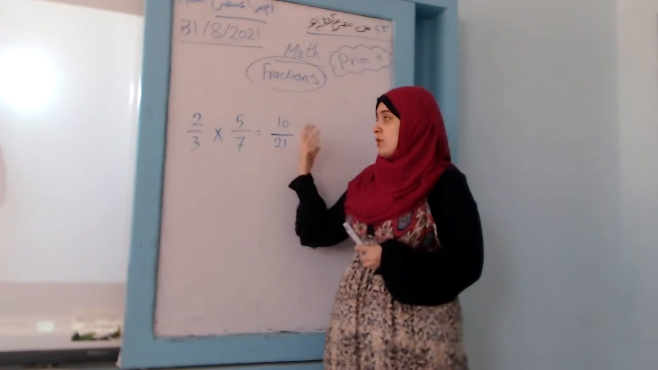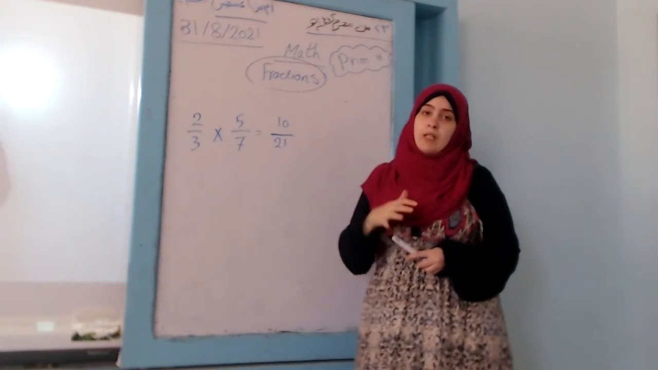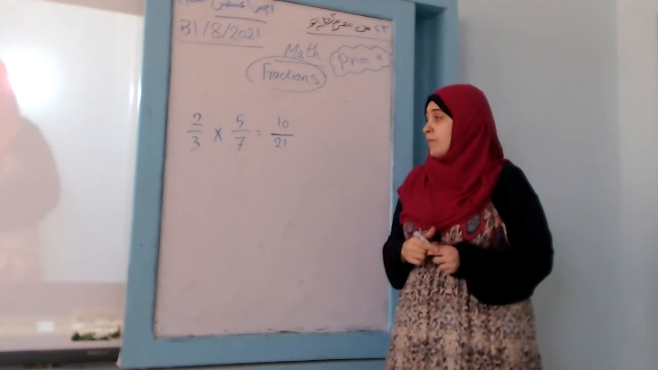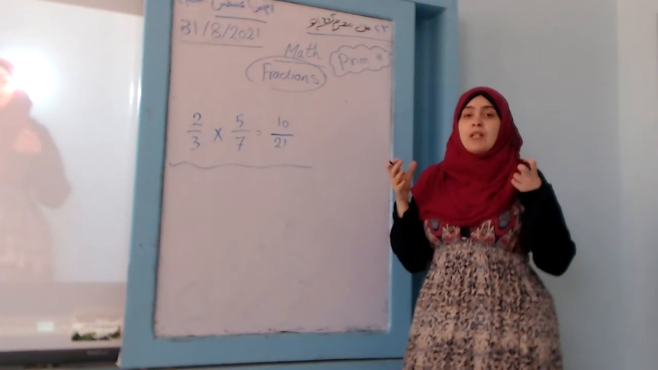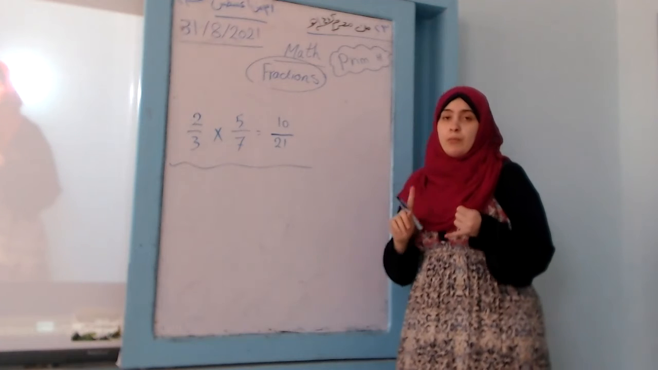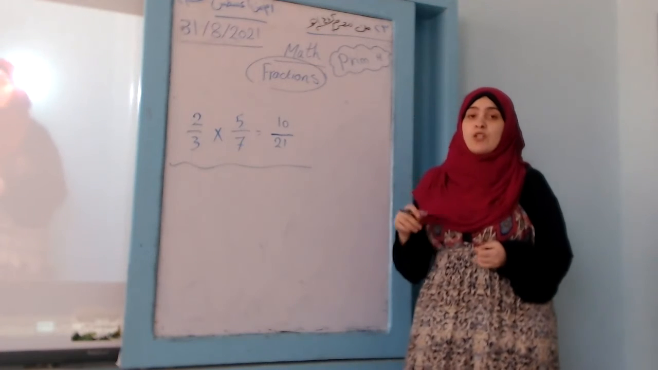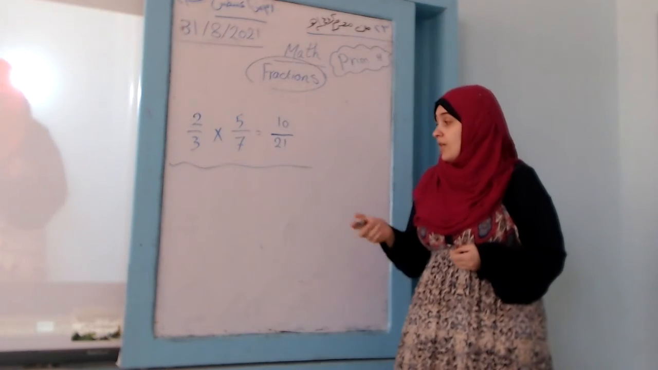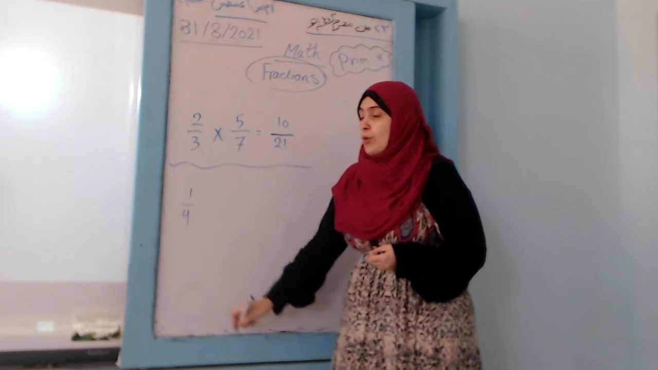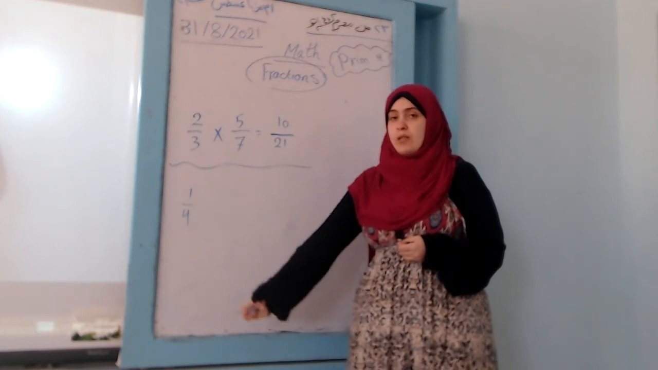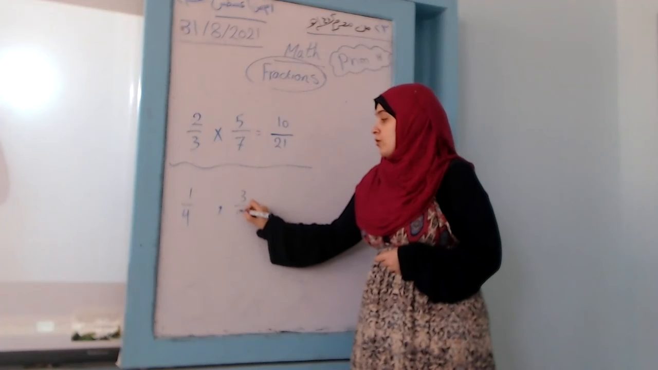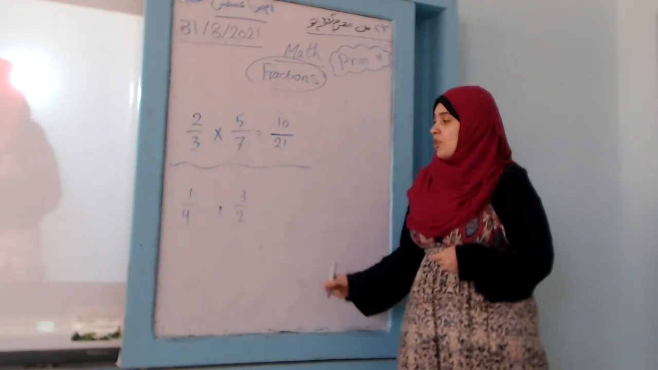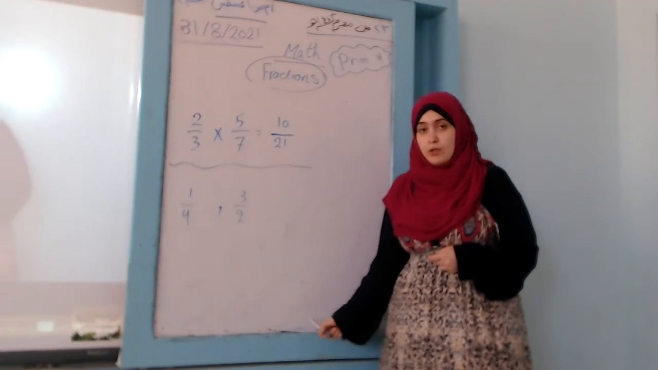Division of fractions, we will study it next year. Fractions: I have 3 types of fraction, proper fraction, improper fraction and mixed number. 1 over 4 is a proper fraction because the numerator is smaller than the denominator. 3 over 2 is an improper fraction because 3 is more than 2.